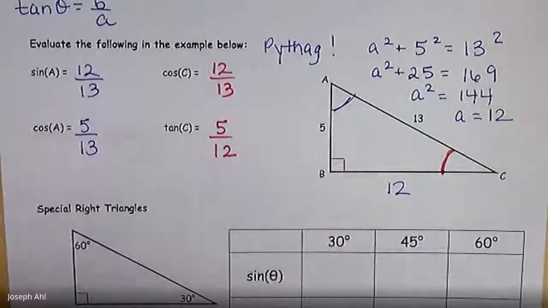5/12. Okay. So hopefully some right triangle trig, especially when you know all three sides, they're pretty easy for you to fill in those ratios there. Let's move on to the bottom of the page and talk about some special triangles.